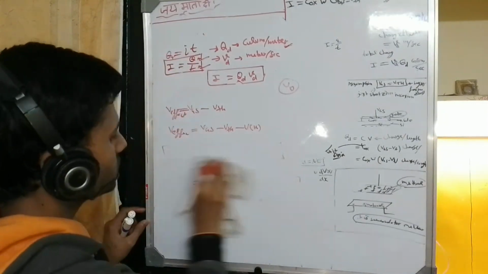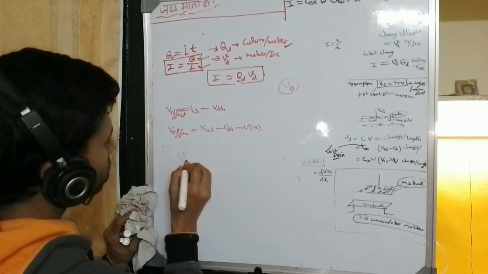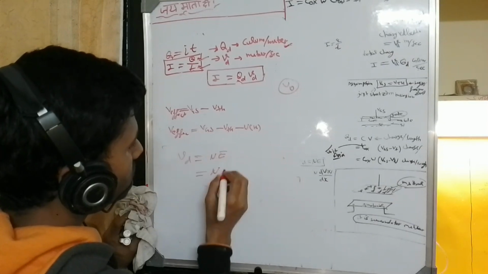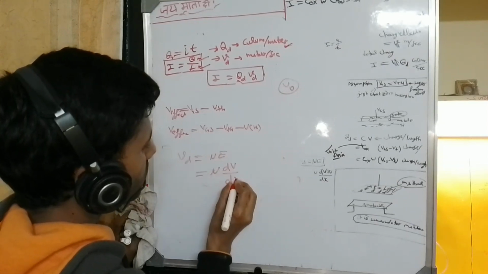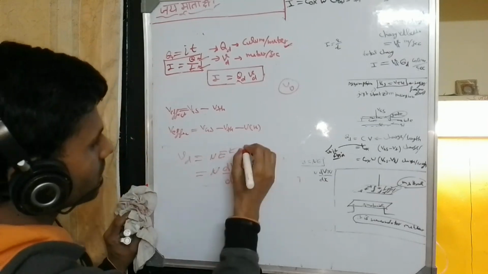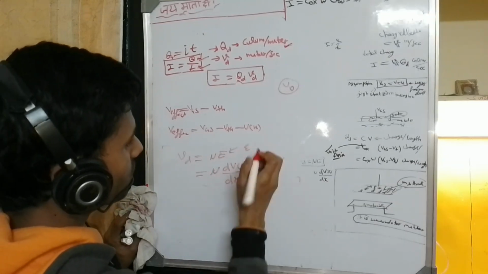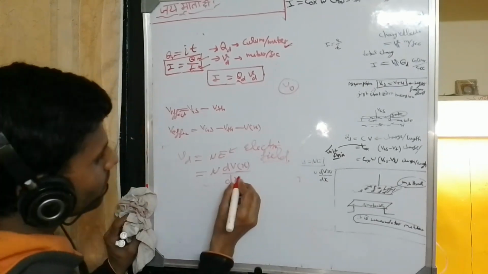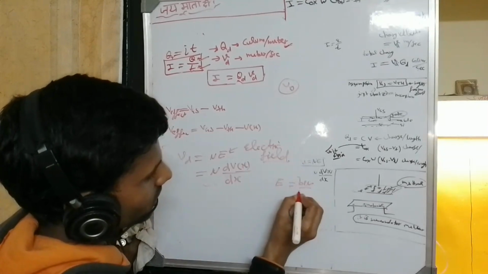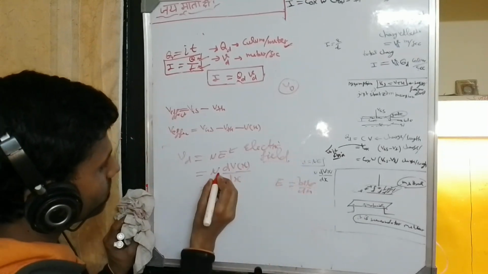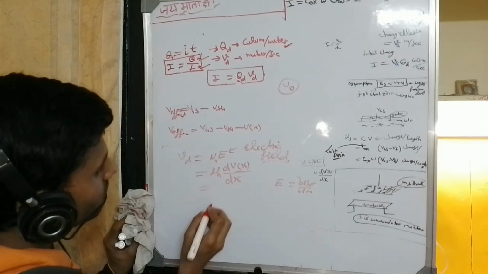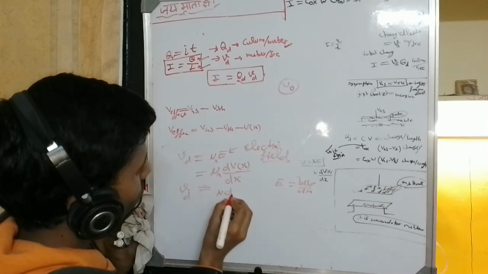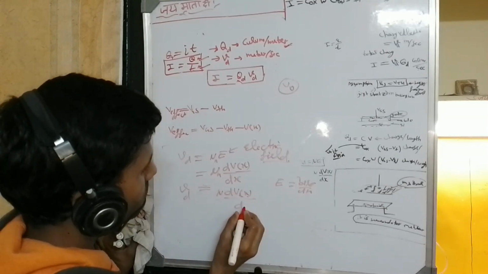This is the effective voltage, and after that, VD is equal to mu into E. From the basics of the electric field, E is equal to dV by dx. From there I write VD as mu n dV by dx.